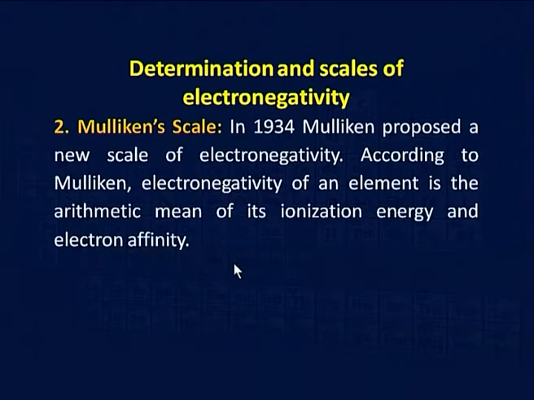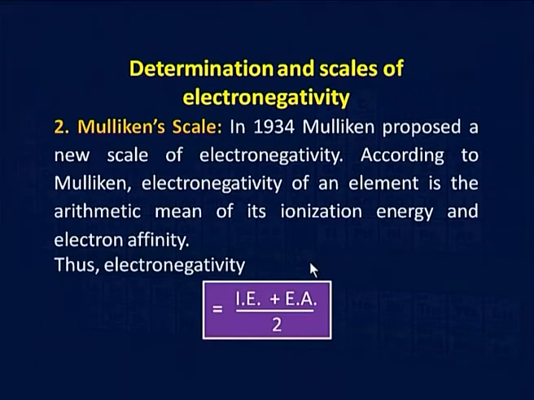In 1934, Mulliken proposed a new scale to determine the values of electronegativity, and according to Mulliken, the electronegativity of an element is the arithmetic mean of its ionization energy and electron affinity. Thus, electronegativity is equal to the mean of ionization energy and electron affinity, that is, ionization energy plus electron affinity divided by 2. So, it is a very simple formula to know the value of electronegativity with the help of electron affinity and ionization energy.